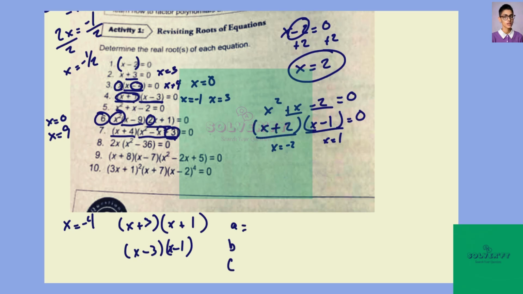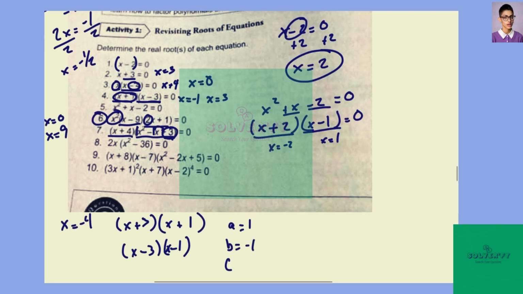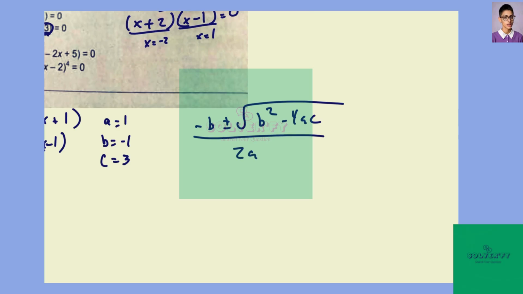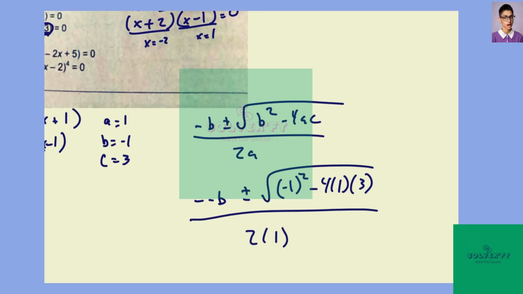So my a value is in front of x squared, which is a 1. The b value is in front of x, which is a -1. And the c value is just the number 3. And it's -b plus or minus the square root of b squared minus 4ac, all over 2a. So negative b plus or minus the square root of -1 squared minus 4 times 1 times 3. I'll go ahead and put the 2a in: 2 times 1. If you just look at this, what am I going to get? I'm going to get a 1 minus 12, and 1 minus 12 is a -11. I'm going to be taking the square root of -11.